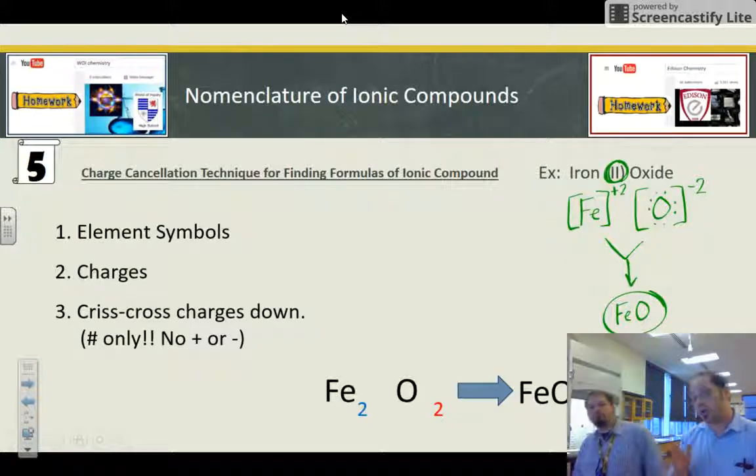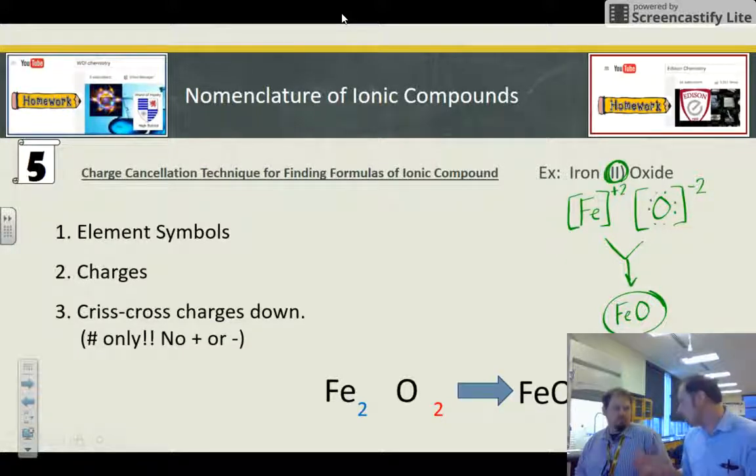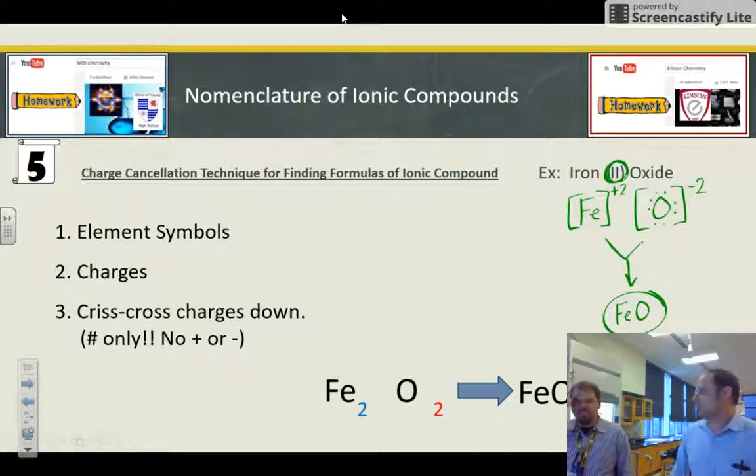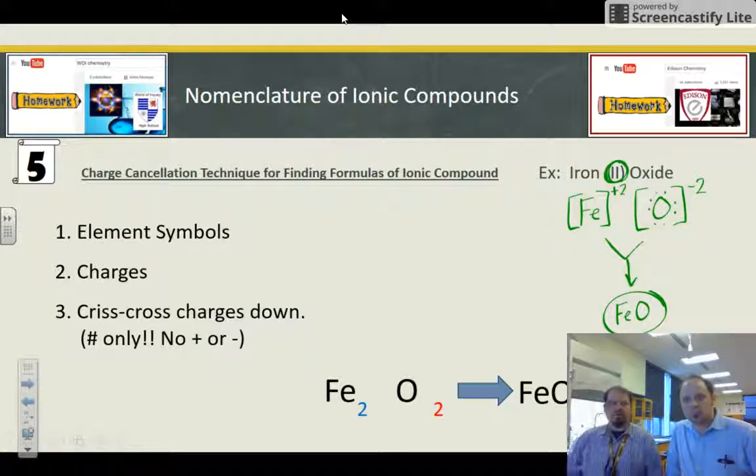In this scenario where you do it my way, which is you cancel the charges by looking at how many of each you've got, you never have to worry about reducing the subscripts to their lowest common factor. Mr. Milks's method with the cross down works every time too, but there's an extra step of asking, am I at the lowest common factor for my subscripts? So I'm just showing you another way. It takes up a little bit more paper, but it's all good, whichever way you like.